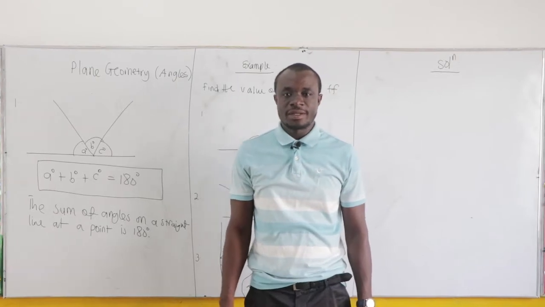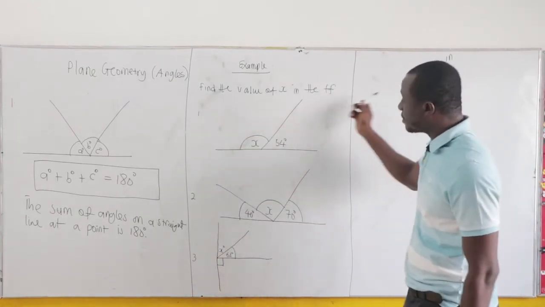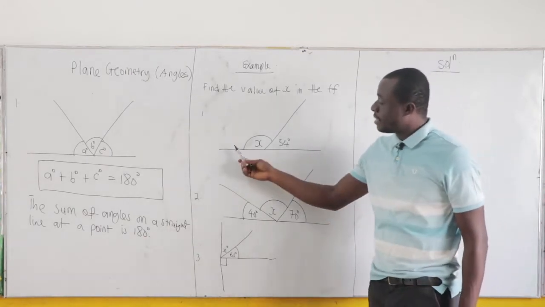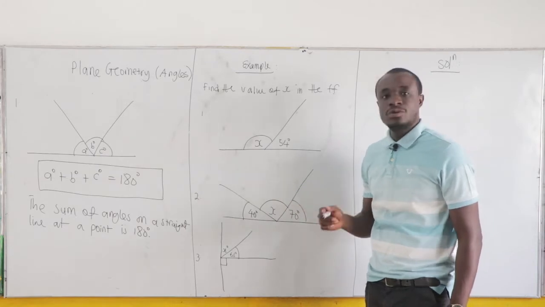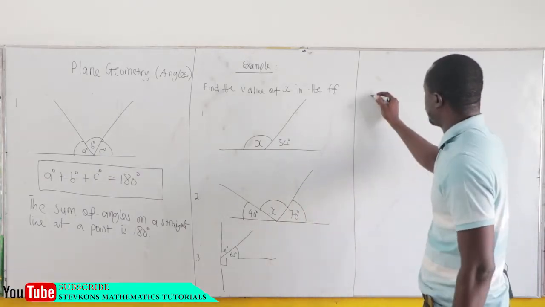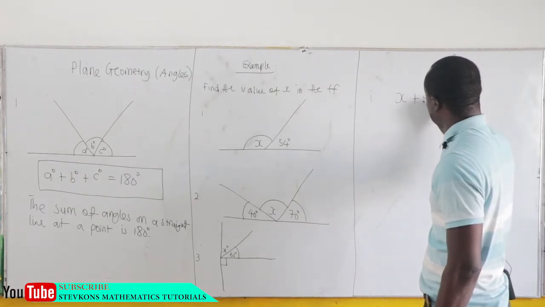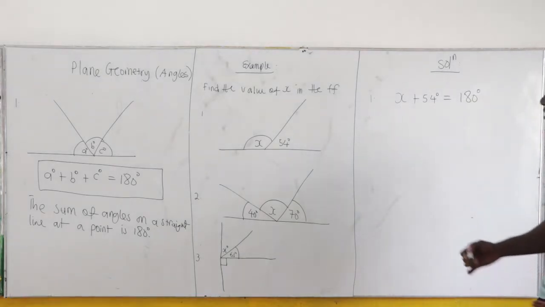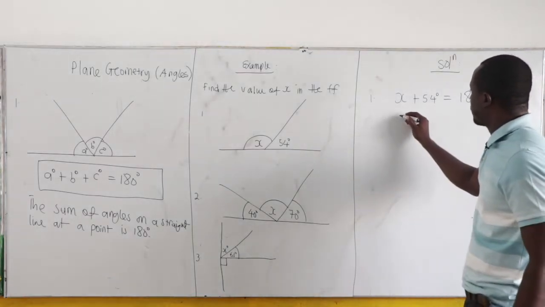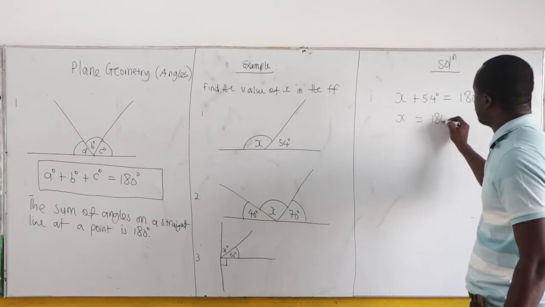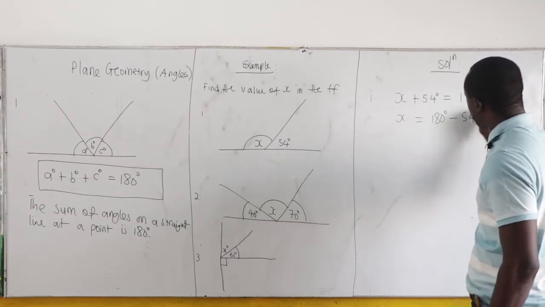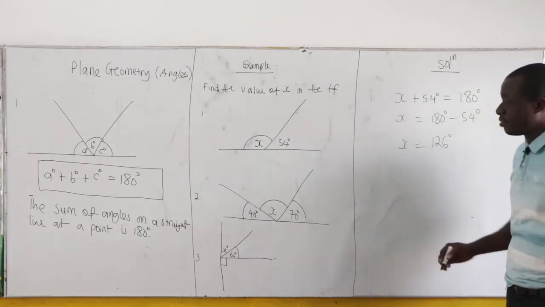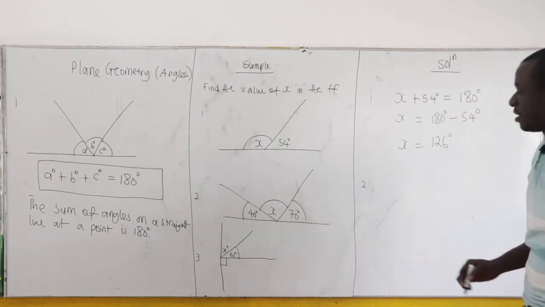Now let's consider the following examples. The first one, find the value of x in the following. Question 1. This is a straight line, we have x and then 54 degrees. Now we know that the sum of angles on the straight line add up to 180 degrees. So x plus 54 degrees is equal to 180 degrees. Clearly we have our x to be equal to 180 degrees minus 54 degrees, and then our x is just 126 degrees. That is so easy. Now let's see the second one.